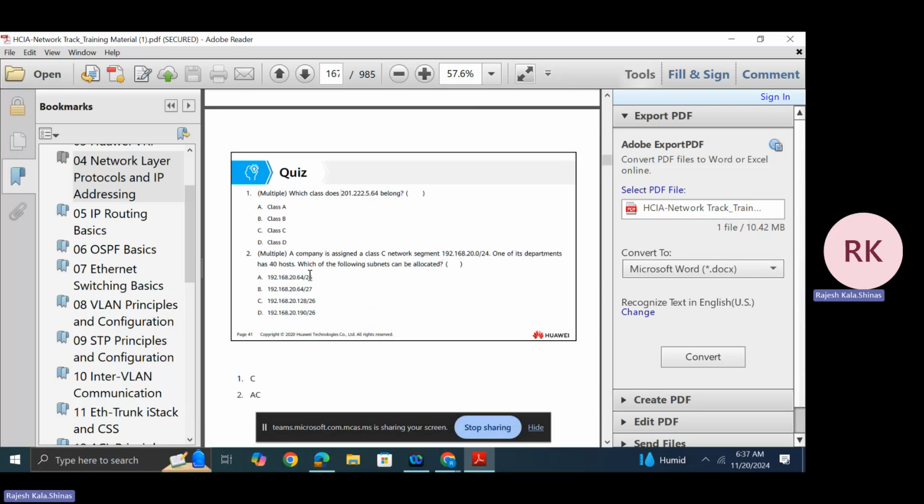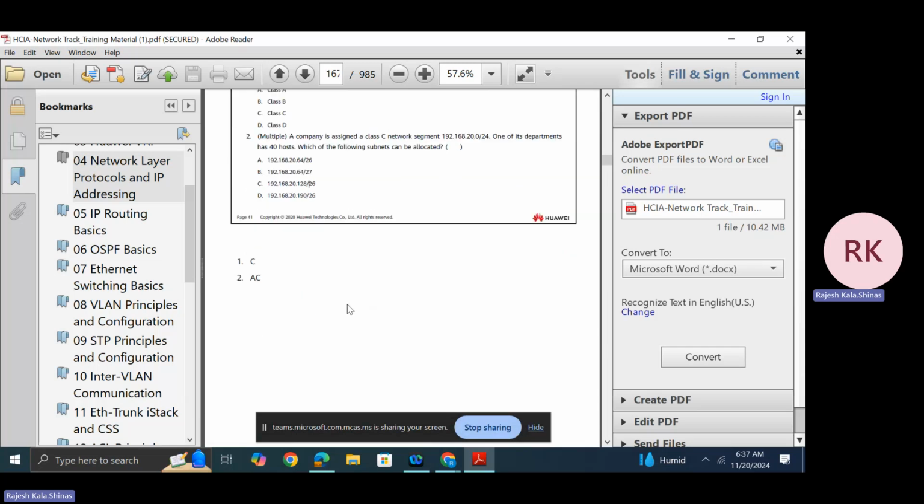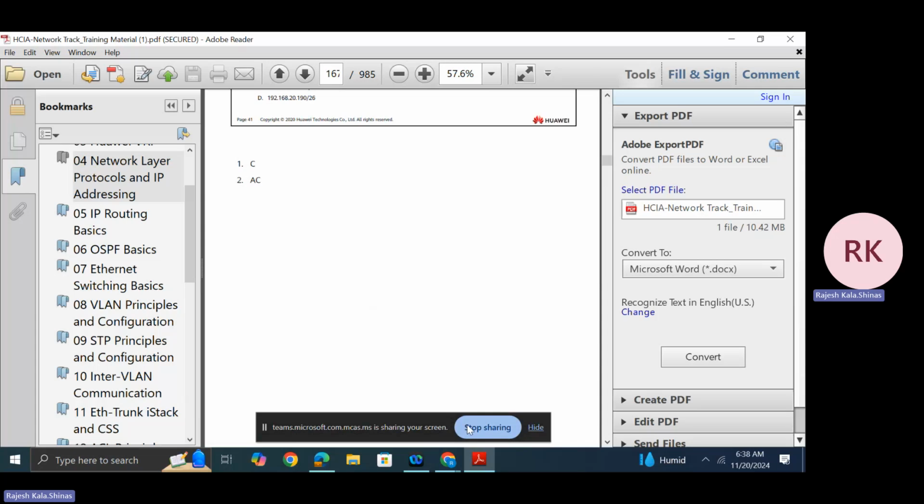So 2 to the power 6, 6 bits for hosts, means the remaining 2 bits go to the network, so 24 plus 2 is 26. This is one option, and C is also another option. A and C are options because we need 6 host bits. Out of a total of 8 host bits, I am taking only 6, and the remaining 2 go to the network. That's why 24 plus 2 is 26. This is what comes under chapter 4, network layer protocol. Hope you understood. See you in the next chapter.